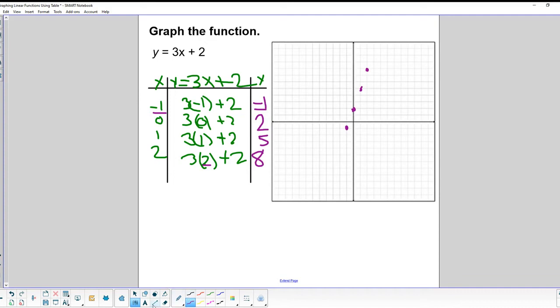So when I do that, now I can grab my line tool, come down through there, and you can use your ruler to graph these as well. So there's the graph of that particular function.